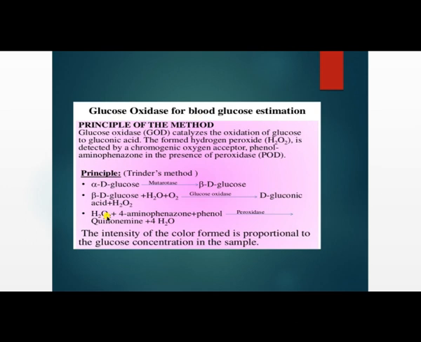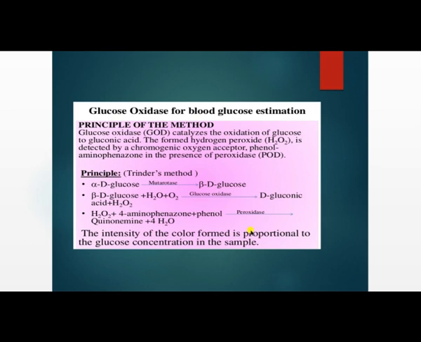This hydrogen peroxide reacts with 4-aminophenazone plus phenol. With these two compounds, the hydrogen peroxide in the presence of peroxidase enzyme forms quinoneimine plus 4H2O. The intensity of the color formed is proportional to the glucose concentration in the sample. So how can you determine the concentration of glucose in your sample? On the basis of the intensity of color.